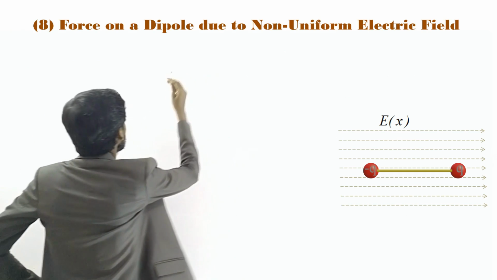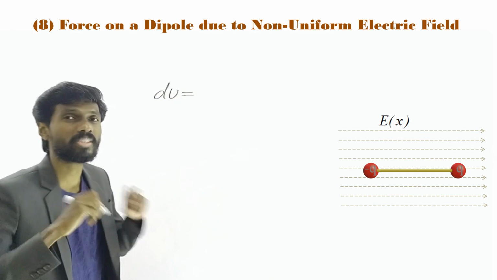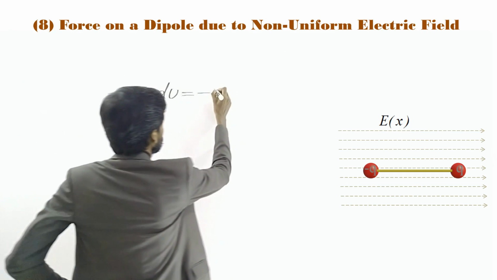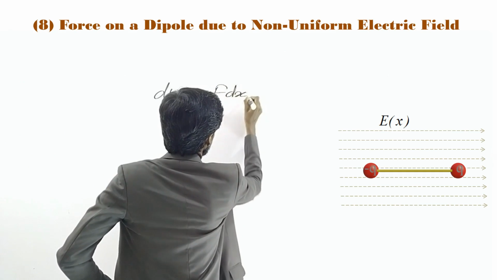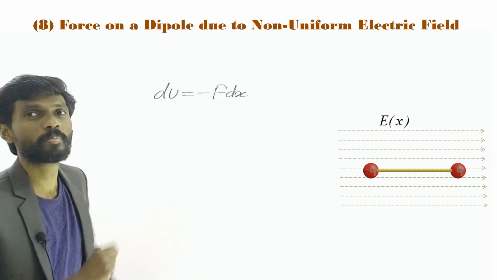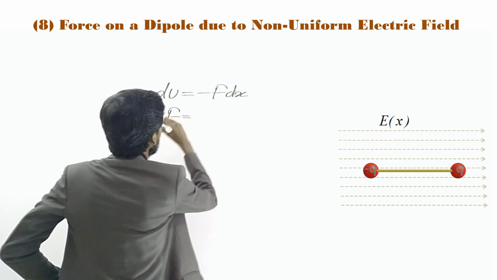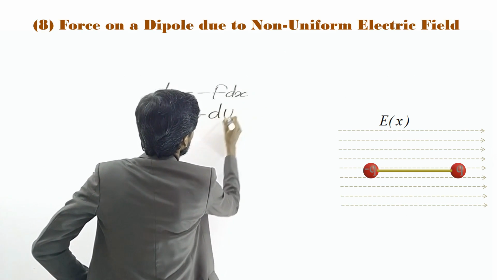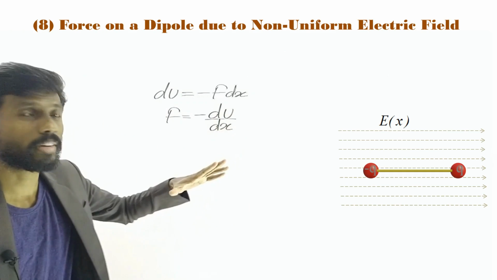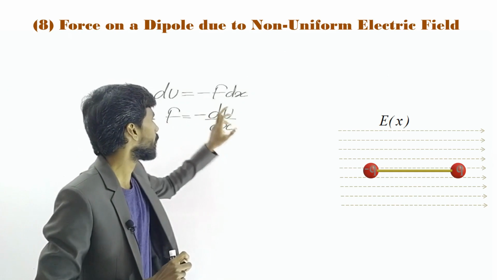Now, if you remember from the work energy chapter, dU is the change in potential energy, which equals the negative of the work done. What is the formula for work done? Force multiplied by the small distance dx. This is the formula that you're supposed to know. From that we can write the value for force. The force here is equal to minus dU divided by dx. We have taken the force to be in the direction of the x-axis, so only one direction; we have taken the particular case. So force equals minus dU divided by dx.